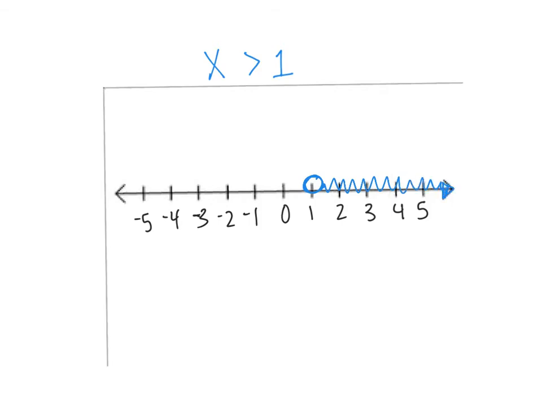Now, what if we had a new inequality? We'll say x is greater than 1. Now I'm going to number my number line again. So x is greater than 1. We go back, which means we've got an open dot at 1. And x is greater than that. So it's everything that's bigger. And again, we color in the arrow.